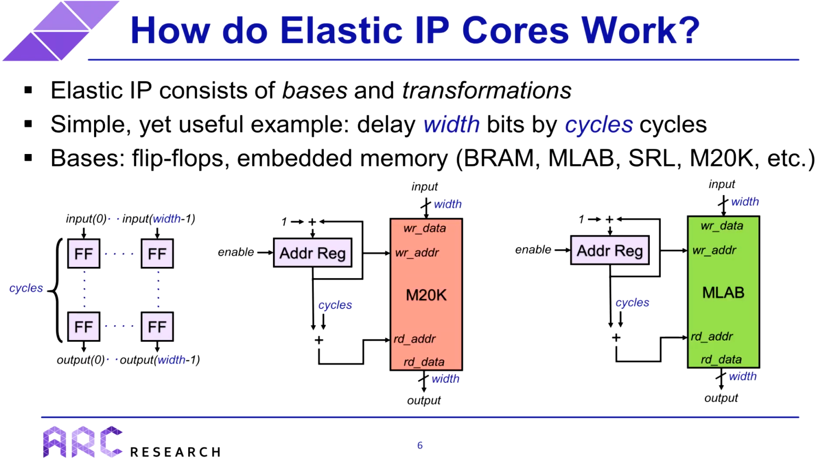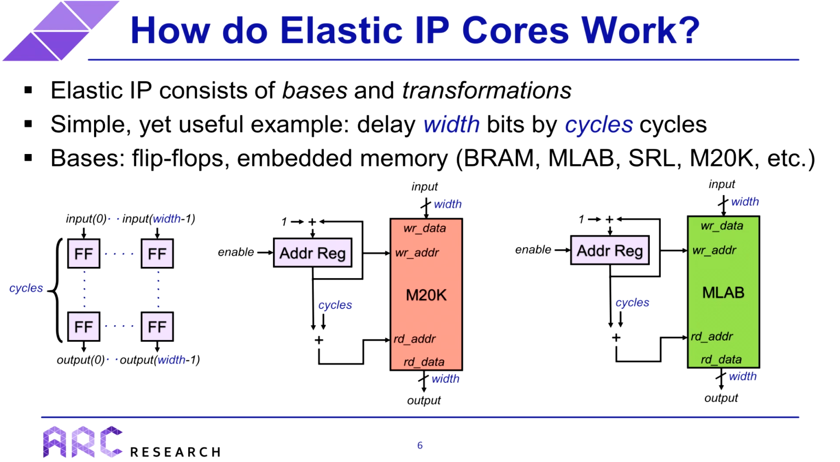All right, so now I'm going to give you a quick look at how Elastic IP cores work. Unlike traditional IP, Elastic IP consists of multiple implementations that we categorize into bases and transformations. To explain these concepts, I'll use a simple but useful example of a delay module that delays a width-bit signal by a specified number of cycles.